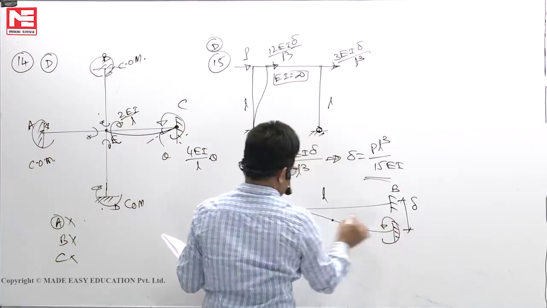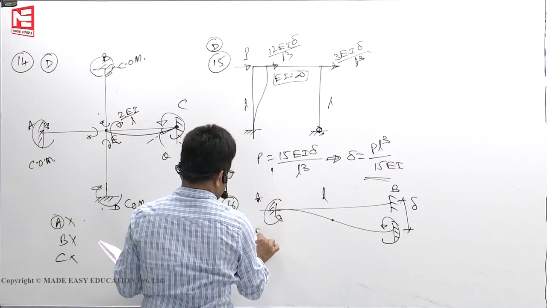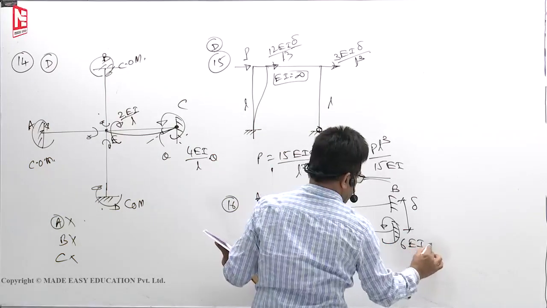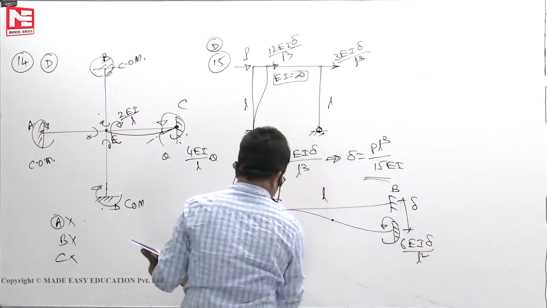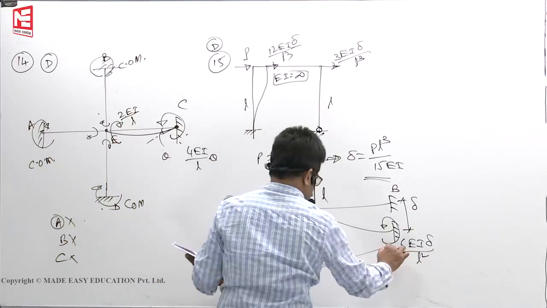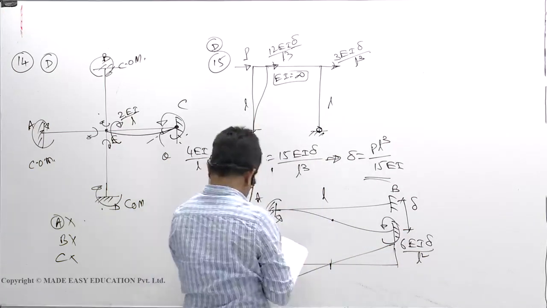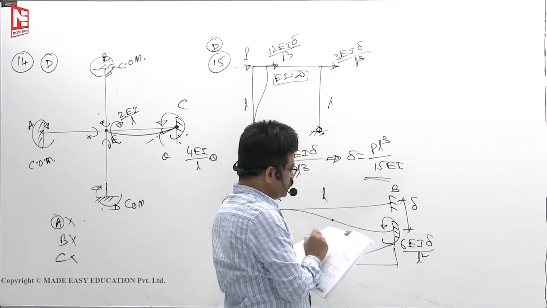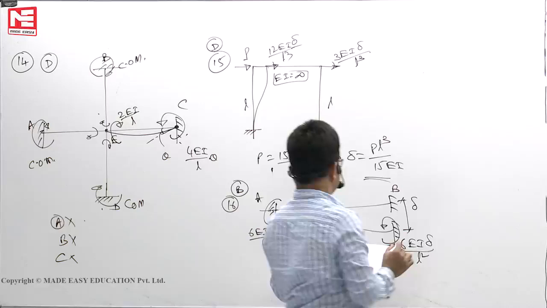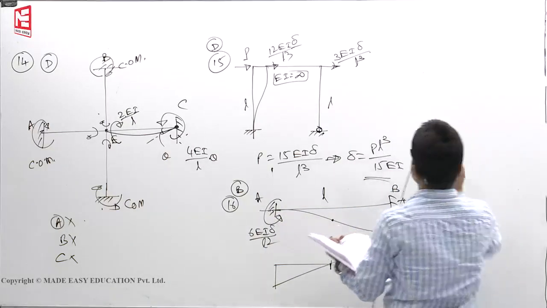Here anti-clockwise 6EI delta by L square will develop, right? Here also 6EI delta by L square. We have drawn the bending moment diagram also, hogging, sagging. What is the bending moment at center? 0. So 16, 0. So B is the option. 16th question, B is the option.